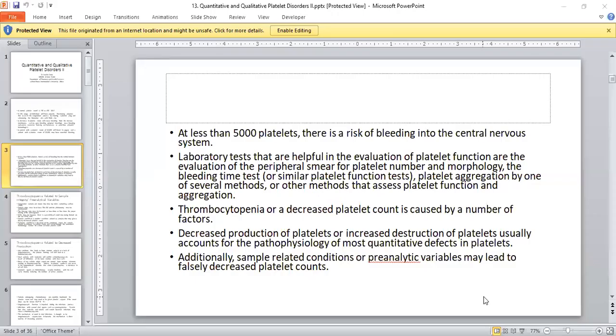So for the tests, the important things to note are the things I've said: PT is specific for the extrinsic pathway, APTT is specific for the intrinsic. PT extrinsic, APTT intrinsic.